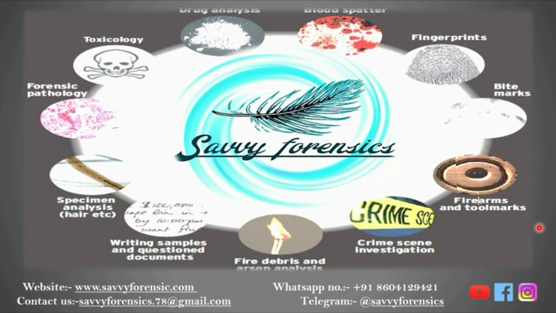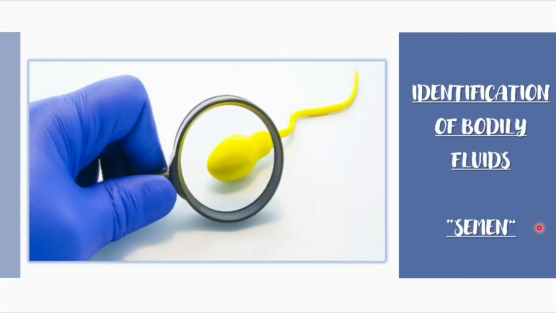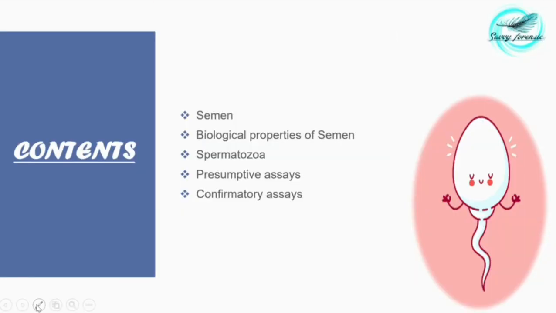From this video, we'll be now shifting our focus towards semen, which is also a very important biological fluid that is encountered at the scene of crime, basically crimes involving sexual assaults and related ones. So let's discuss the identification of bodily fluids, that is semen. This is the table of contents we are looking at.